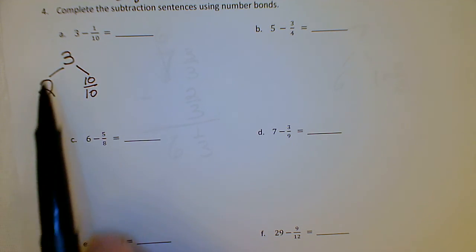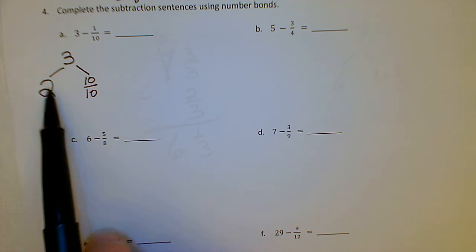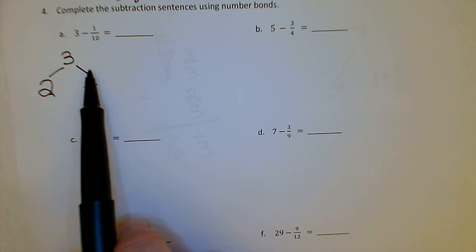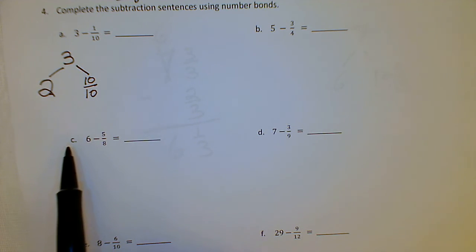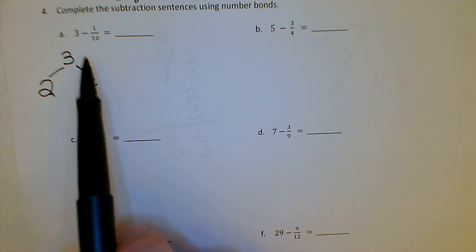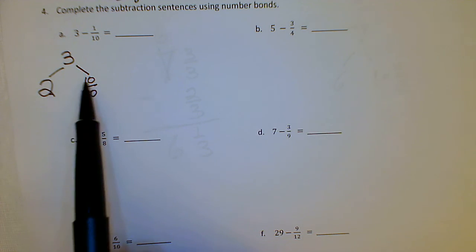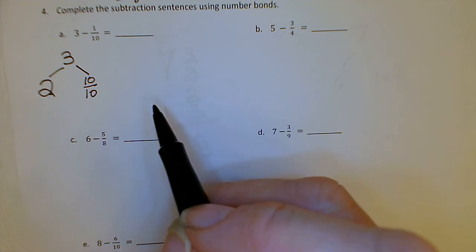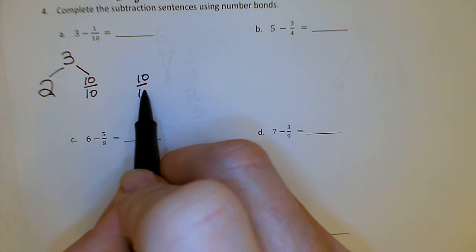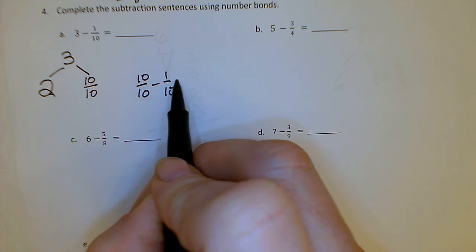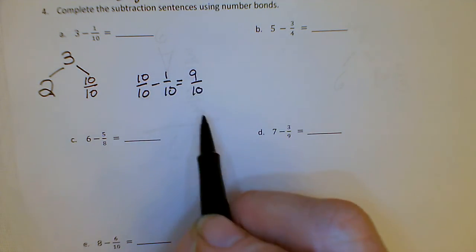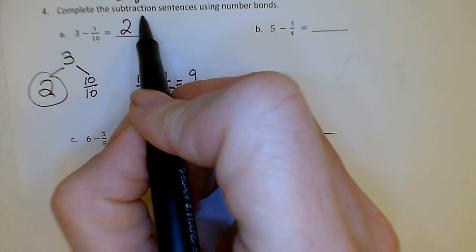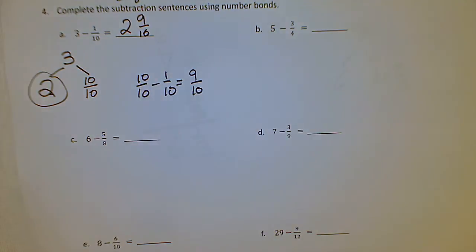So really what we just did was we took 3 and we said put 2 over here and 1 over here. But then we took that 1 whole and we decomposed it into 10 tenths. So now we can subtract 1/10 from that. What's 10/10 minus 1/10? It's 9/10, right? But I still have my 2, so don't lose that 2. So you're going to end up with 2 and 9/10.